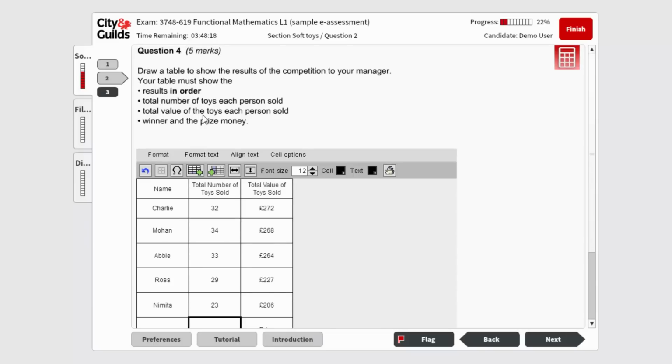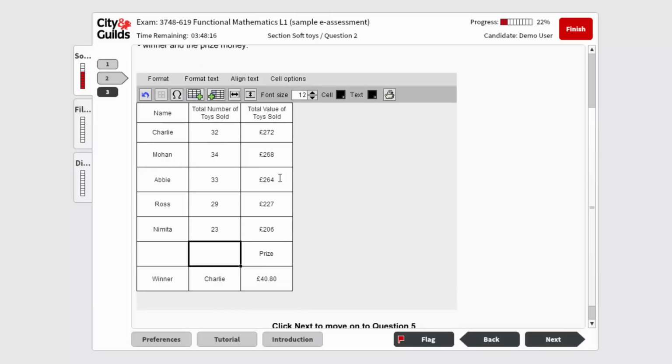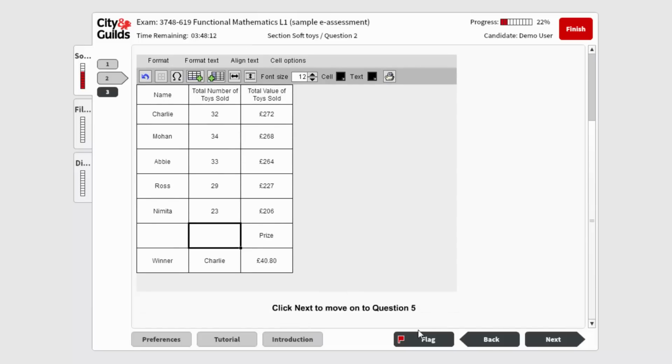So just make sure we've got everything. The results are in order. We've got the total number of toys, we've got the total value of toys, and we've got the winner and the prize money. So that's everything we really need.